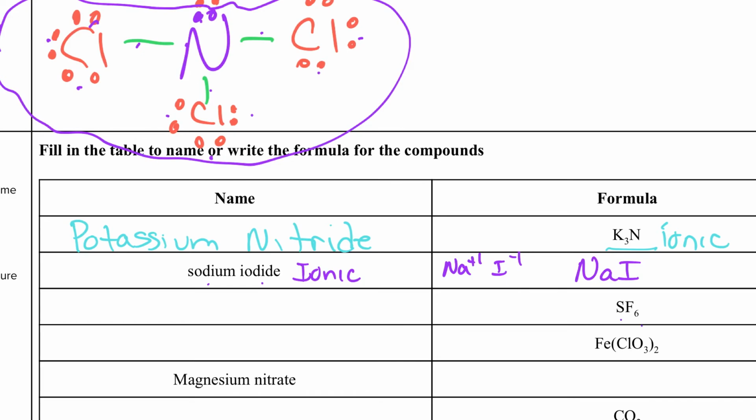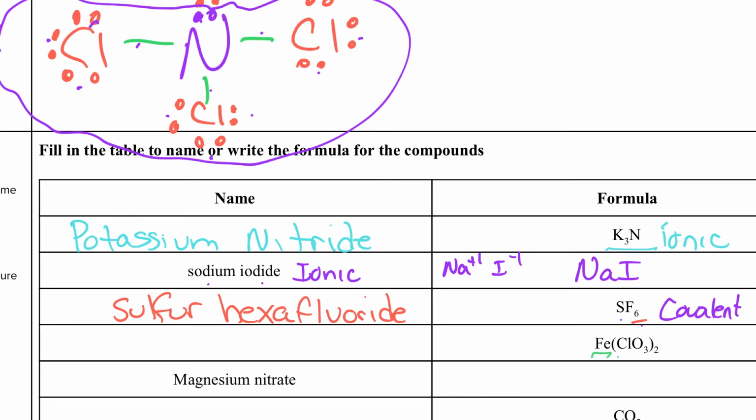SF6. Sulfur is a nonmetal. Fluorine is a nonmetal, so this is covalent. Okay, so I have 1 sulfur, so I'm just going to write sulfur. And then I have 6 fluorines, so I have hexafluoride. Be careful with the spelling of fluorine. It's kind of different than what we normally see. It's FLUO, not FLOU.